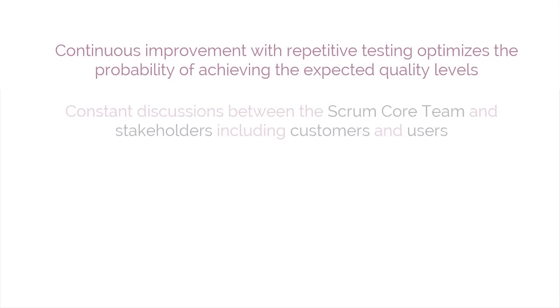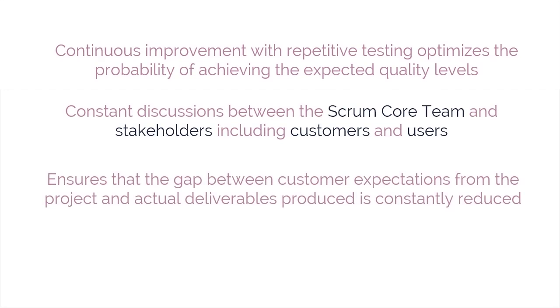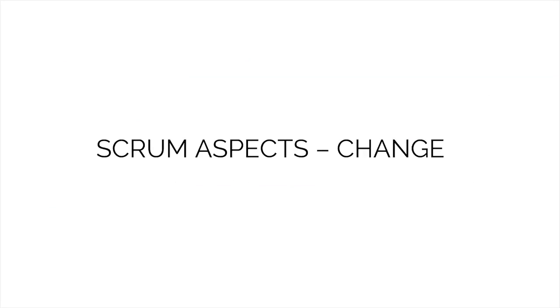Thus, continuous improvement with repetitive testing optimizes the probability of achieving the expected quality levels in a Scrum project. Constant discussions between the Scrum core team and stakeholders, including customers and users, with actual increments of the product being delivered at the end of every sprint, ensures that the gap between customer expectations from the project and actual deliverables produced is constantly reduced. The Scrum guidance body may also provide guidelines about quality, which may be relevant to all Scrum projects in the organization. The next aspect that we're going to discuss here is change, another very important aspect of Scrum.